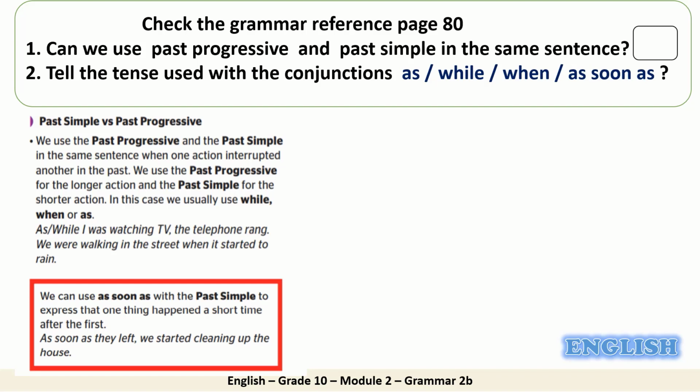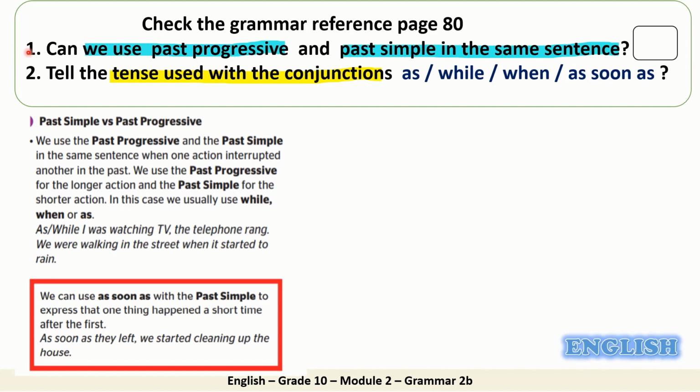So to better understand the difference between the past progressive and the past simple, please check the grammar reference page 80. Read this box. Once you finish, answer the 2 questions. Number 1, can we use the past progressive and the past simple in the same sentence? Question number 2, tell the tense used with the conjunctions as, while, when, as soon as. So please, dear student, pause the video for 2 minutes, read the box, and answer the 2 questions.